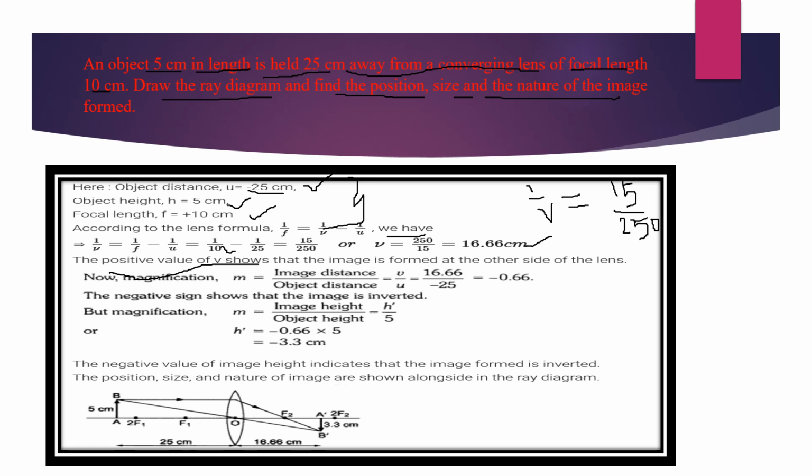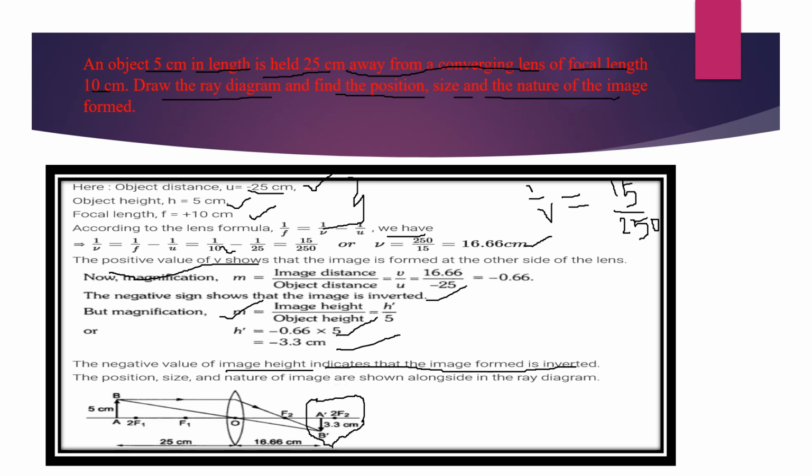This negative value shows what? The image is inverted. Now the magnification m is equal to image height by object height. I don't know the image height, but I know the object height, that is 5. I know my magnification, minus 0.66. So when I rearrange, h prime will be here. When I cross multiply m and 5, I'll get minus 0.66 into 5. I'll get 3.3 centimeter. So the negative value of image height indicates that the image formed is inverted. You can see very well over here.